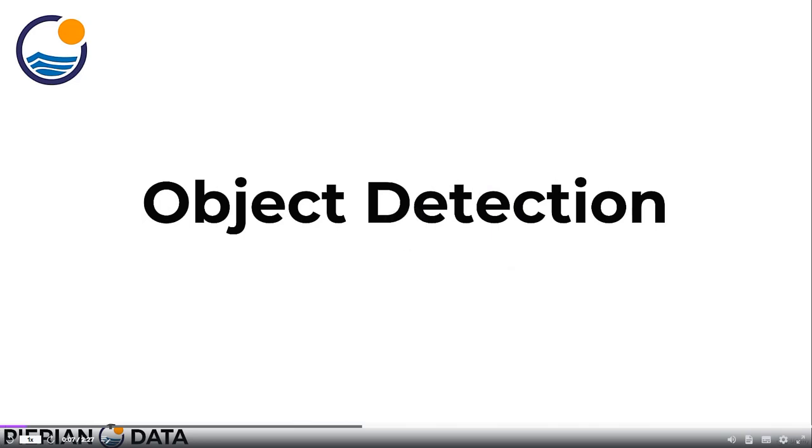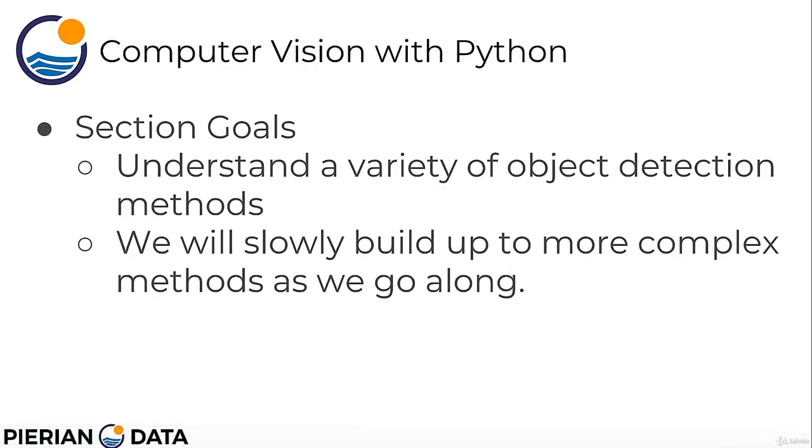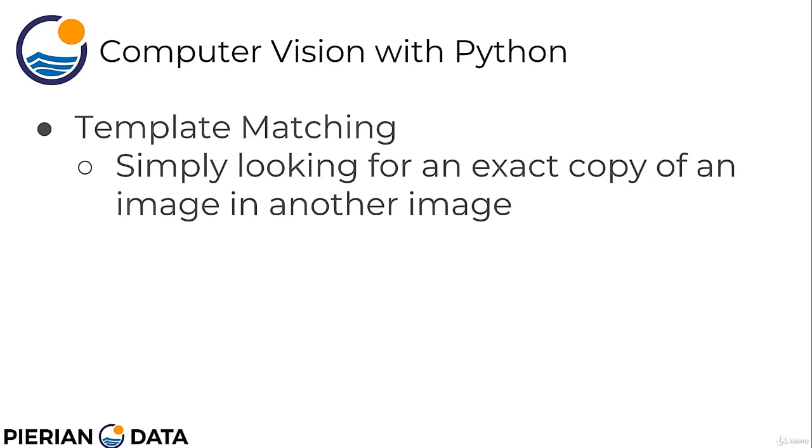Section of the course on object detection. The goals for this section are to understand a variety of object detection methods, and we're going to slowly build up to more complex methods as we go along in this section of the course. So we're going to start off with template matching.